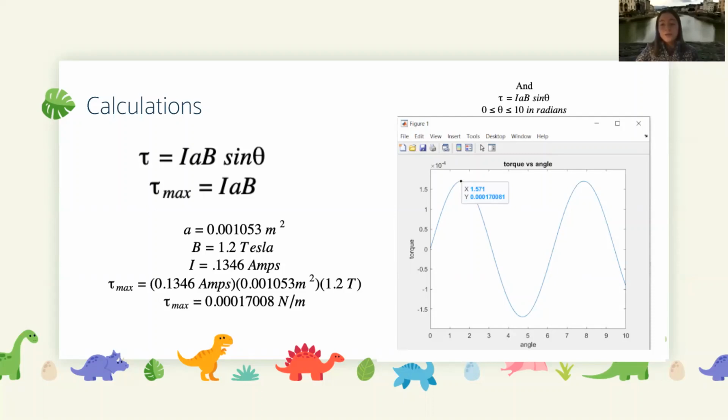0.00017008 Newton meters. And well, then we used the torque formula in a MATLAB program. The only difference with this formula is that we multiplied our previous constants by the sine of theta. We obtain this graph that is the torque with respect to the angle. And we get this result that we can see is the same as the previous one. So that means that our procedures are well done.